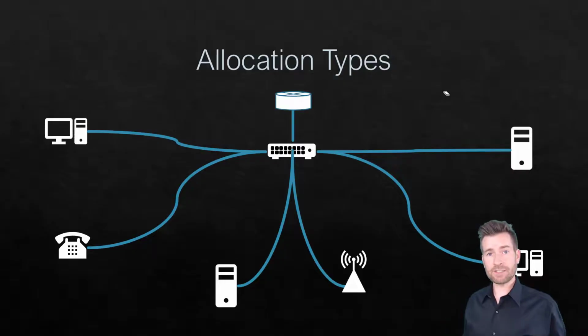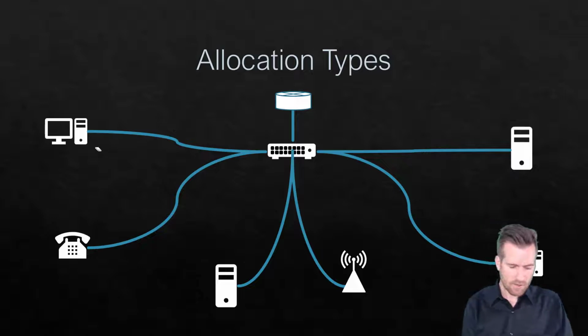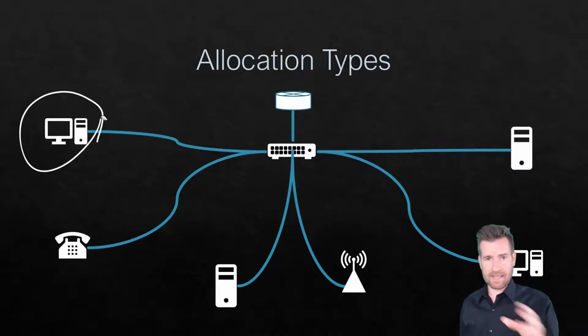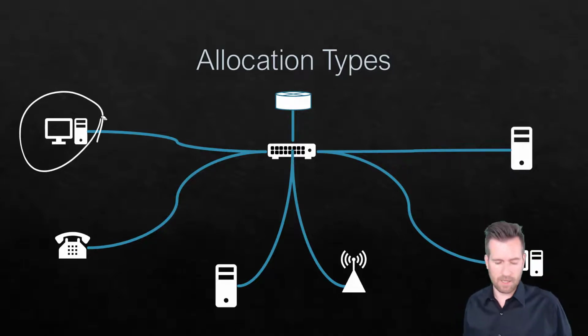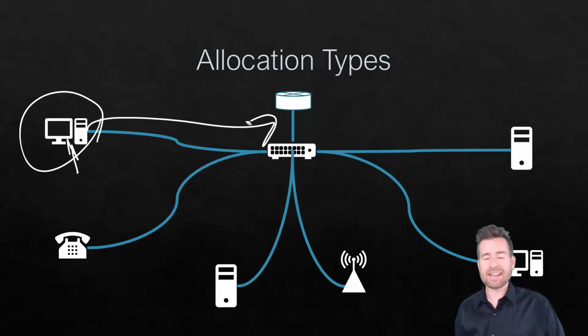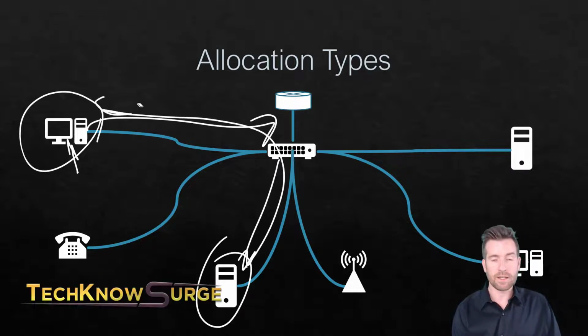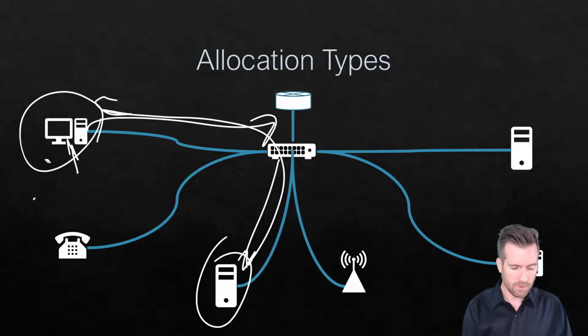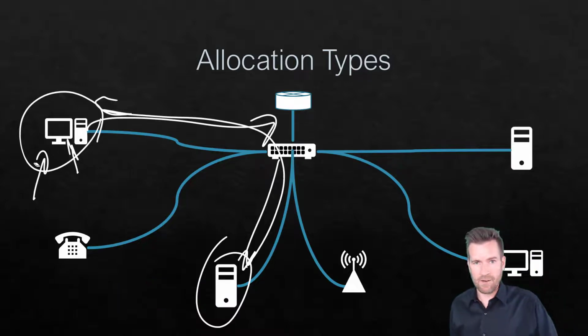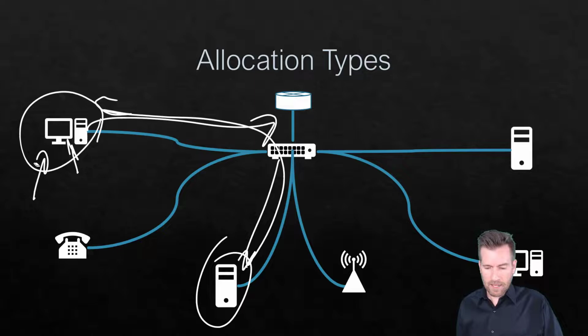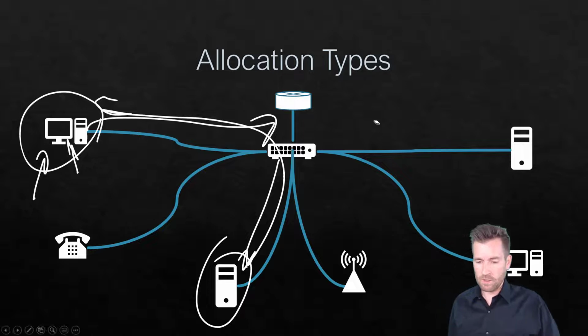There are also different allocation types. So in most of the cases, what we're doing is it's just dynamic. You connect this device to it, it goes and reaches out and says, hey, I need an IP address. And then one of these servers responds back with, okay, here's an IP address. And then this will get an IP address. But there are a couple other than just dynamic allocation. We do have automatic and manual or reserved.